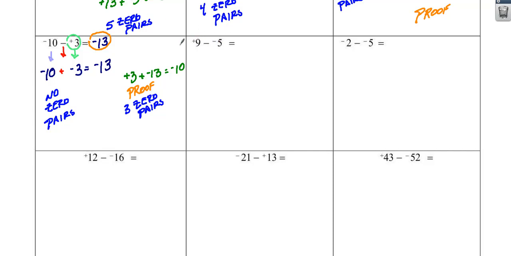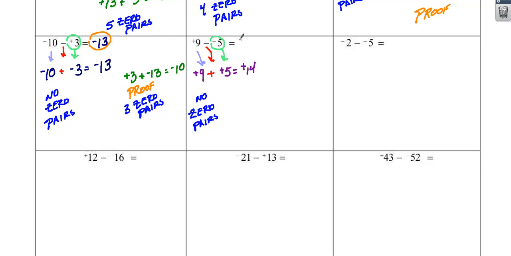So, positive 9, that just comes down. Let's move it away from the edge there just a little bit. Positive 9. Subtraction becomes addition. Negative 5, we need its opposite, and that becomes a positive 5. And now we're in a situation just like the last one, except this time everything's positive, which means, again, there are no zero pairs. We add all of these together, and we get 14 positives.